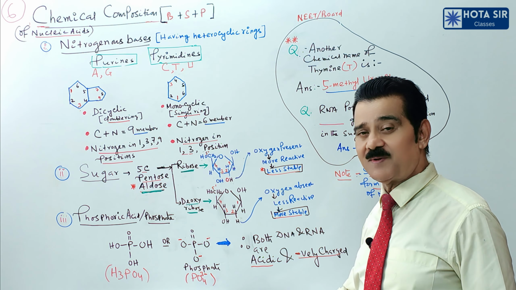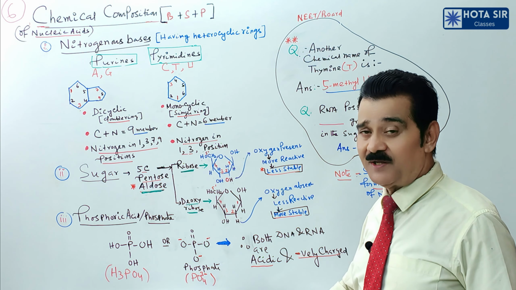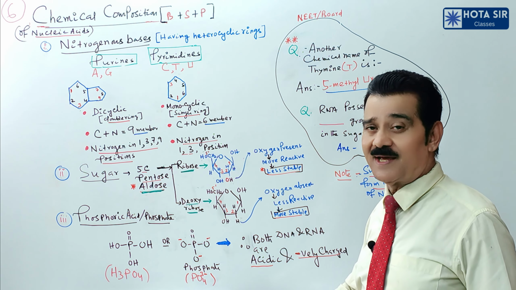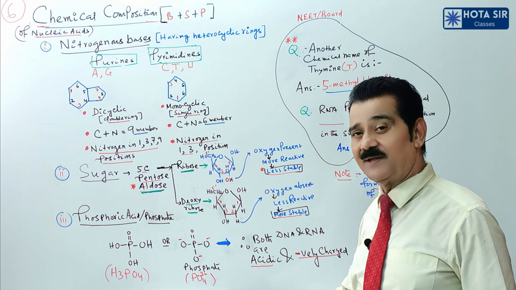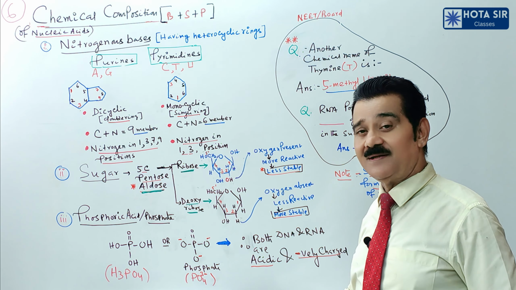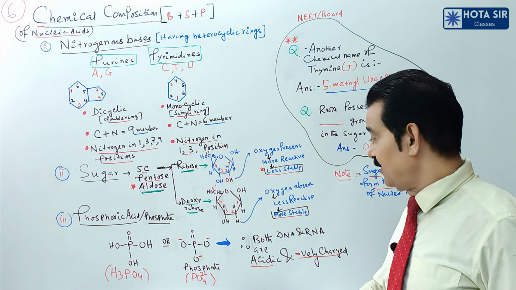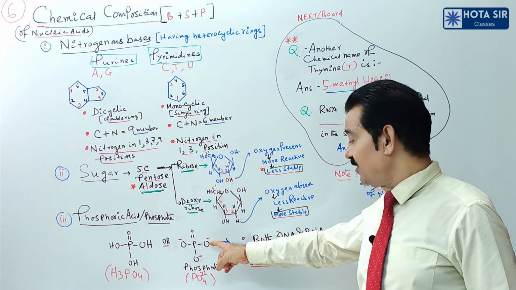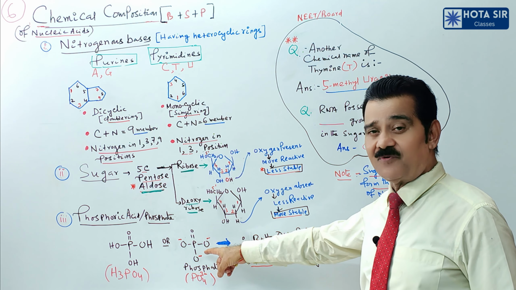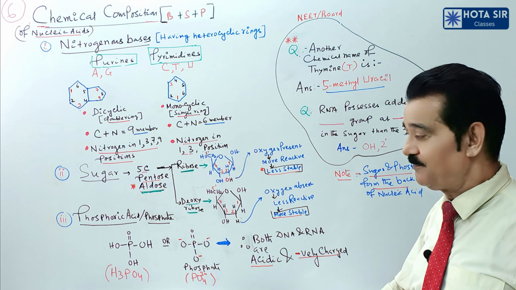Now come to phosphoric acid. Phosphoric acid or phosphate molecules are present in both the nucleic acids. Because of the presence of this phosphoric acid, the nature of both the nucleic acids is acidic as well as negatively charged. I have already explained earlier in the beginning. Now see how the oxygen atoms are negatively charged in phosphate. So it is negatively charged and acidic in nature.